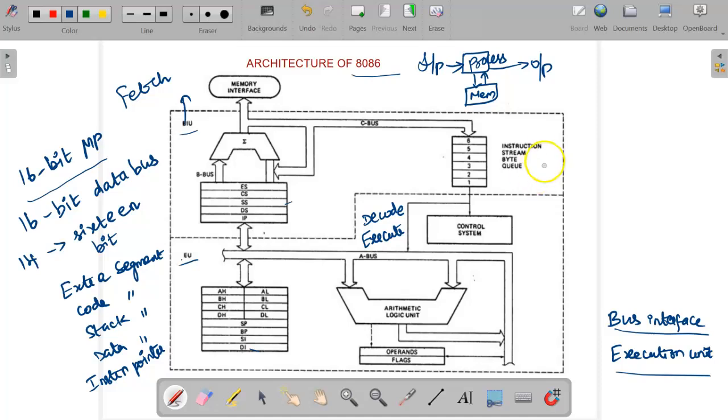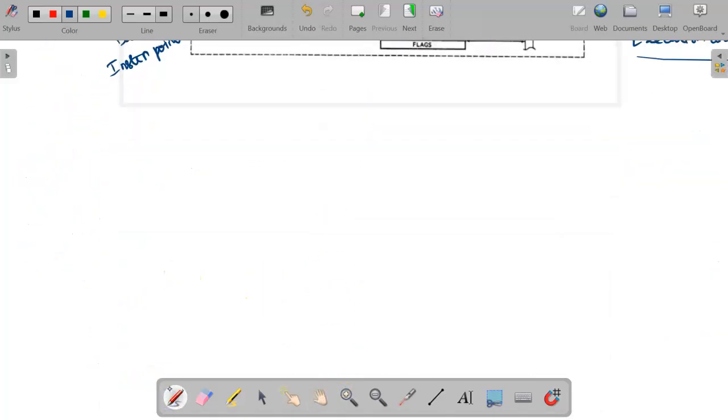Since the instruction stream byte queue is available here, the important concept, pipelining, occurs in the 8086. So what do you mean by pipelining? It means that when one instruction is currently being executed, parallelly the fetching operation of the next instruction will occur. For example, generally in the 8085 processor, we have a fetching operation followed by a decoding operation followed by an execution operation. So if it fetches the first instruction, after fetching decoding will occur, after decoding execution will occur.